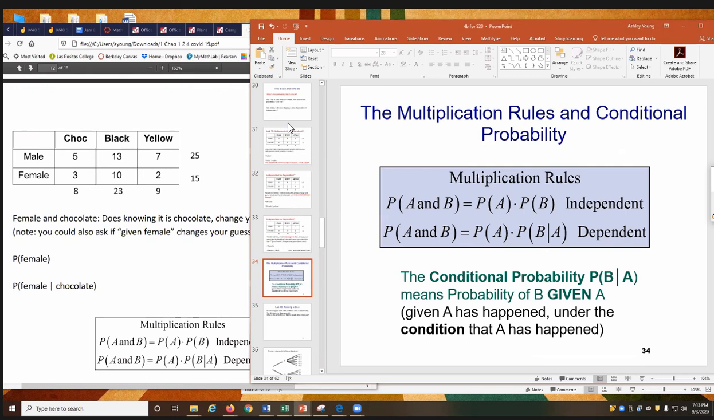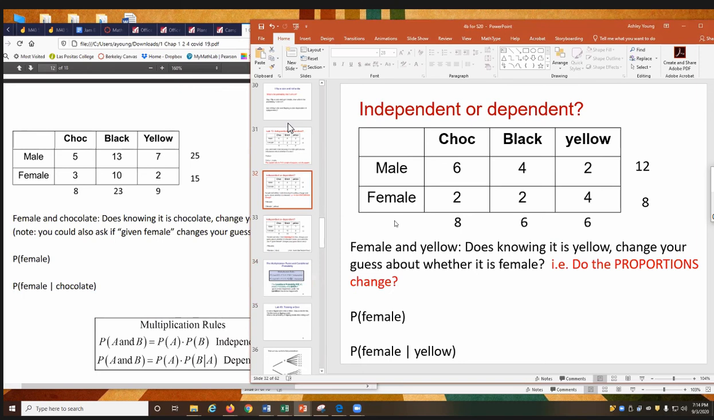So here, if they're independent, we just multiply the probabilities. If they're dependent, we take the first probability and then multiply it by the probability of the second one, given the first one has happened. So that means this one was dependent. If I want to find the probability that I pick a chocolate male lab, I want to know the probability. First of all, if I'm doing this, I could just do the probability of chocolate and male.